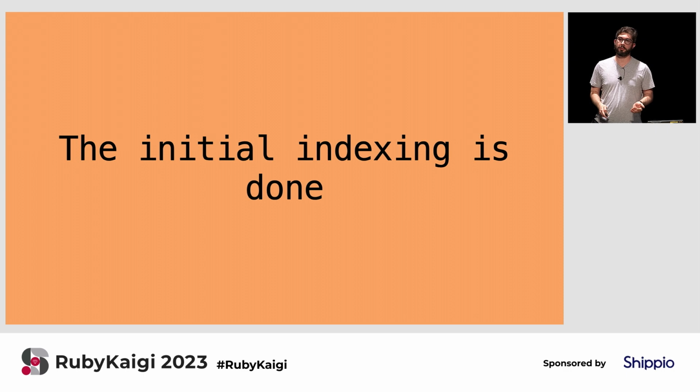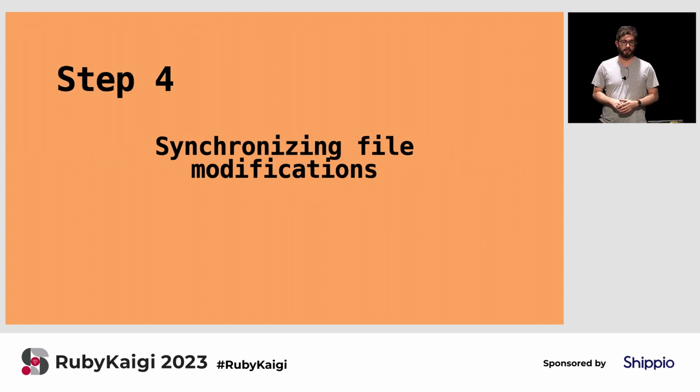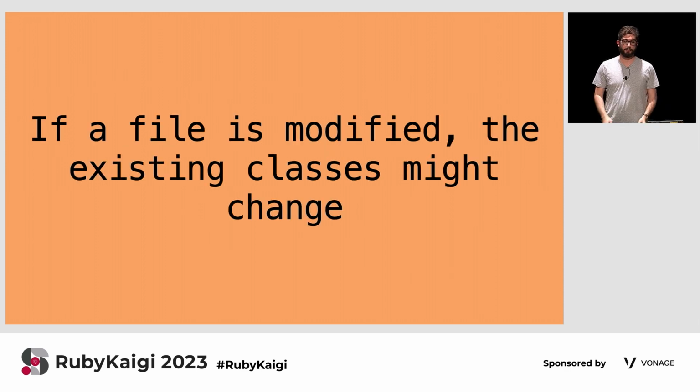That's all we need to perform the initial indexing, but now we need to address file modification synchronization after the index has been initialized. The reason we need this is because if a file is modified, then the classes that exist in the application may have changed. If you delete a file, then everything that was defined in it is now gone. And if you modify a file, you could be deleting classes or creating classes inside of it.